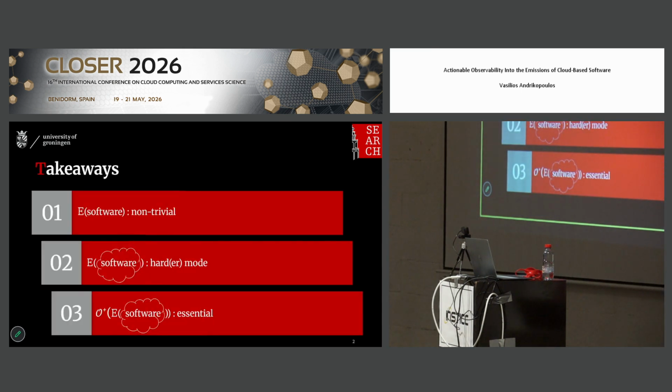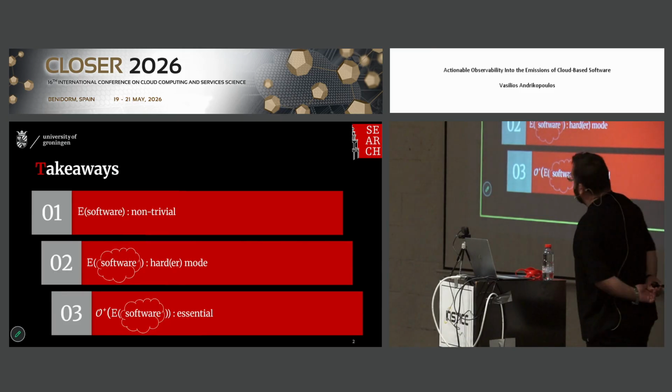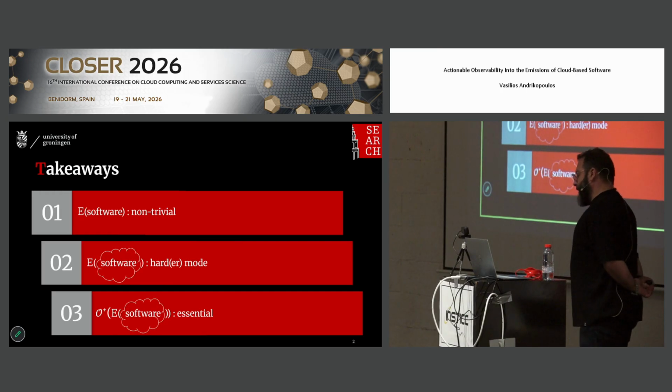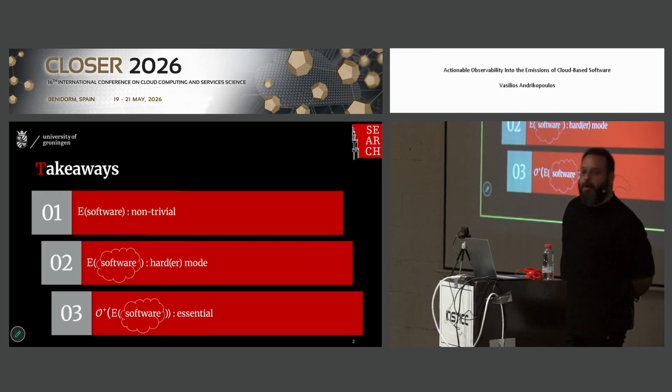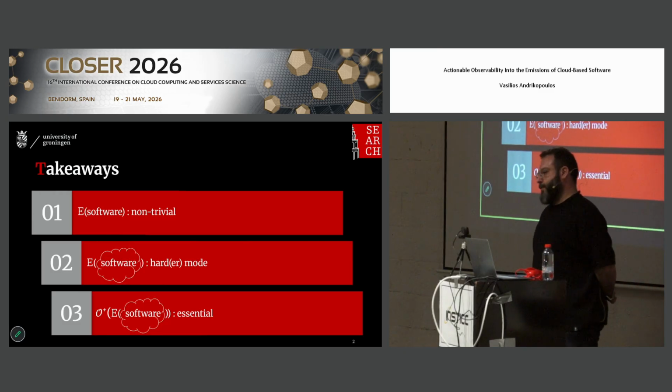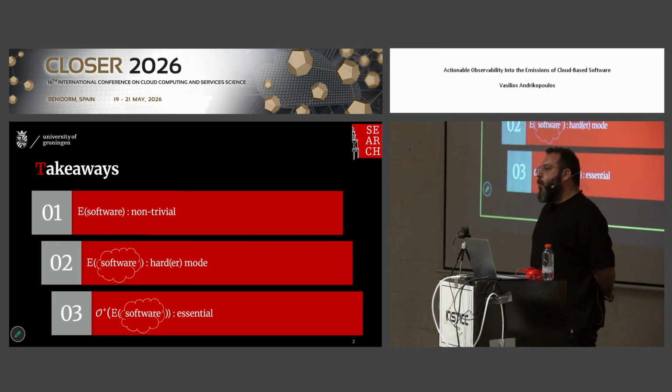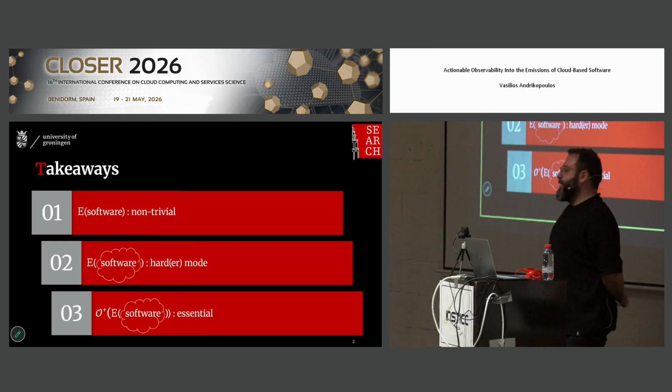I want you to come out of this talk with 3 key points in mind. First, understanding, measuring, monitoring, whatever you want to call it, the energy consumption of a piece of software is a non-trivial problem. It always sounds like, surely it will be easier, right? Right? And then you realize that you ended up in a minefield.